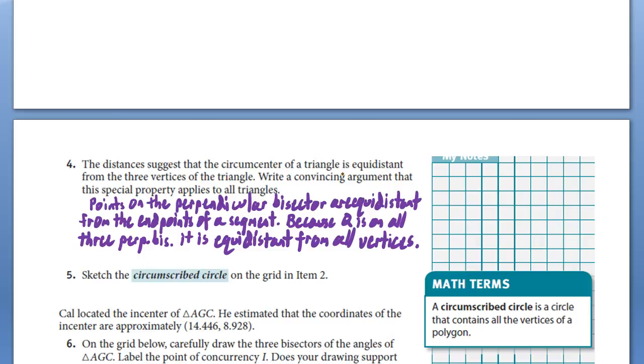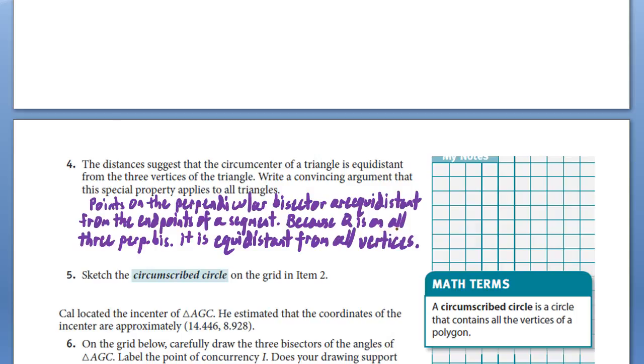Write a convincing argument for this. So an argument might go something like this. Points on the perpendicular bisector of a segment are equidistant from the endpoints of that segment. And because point Q is on all 3 perpendicular bisectors, it must be equidistant from all 3 vertices.